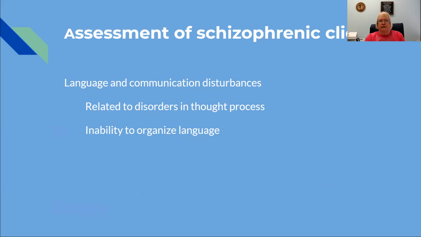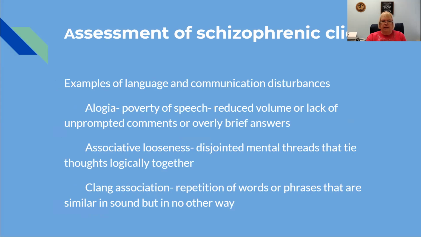Language and communication disturbances, and these are related to thought processes, the inability to organize speech. Then examples of language communication disturbances: alogia, which is poverty of speech. It's reduced volume or lack of unprompted comments, or overly brief answers. So they could just not give you the strong volume you need to be able to hear it, or they'll give no comments at all, or they'll give an overly brief answer.